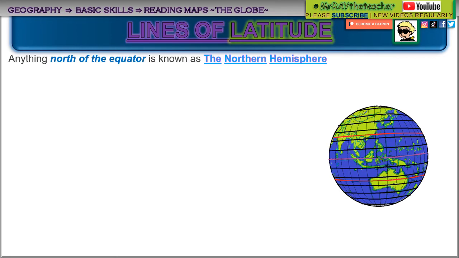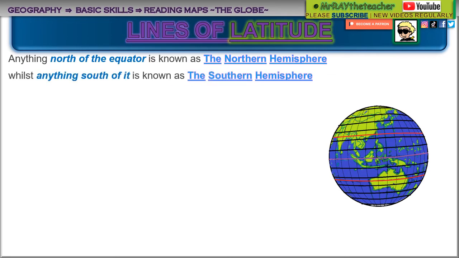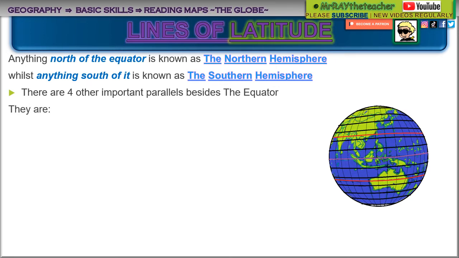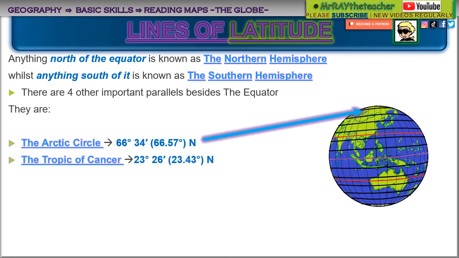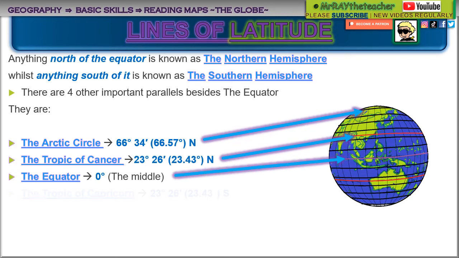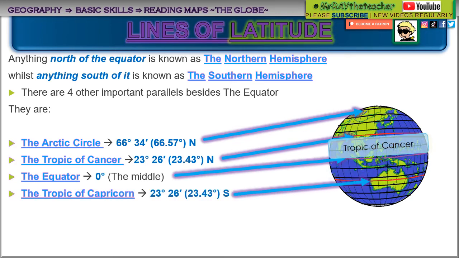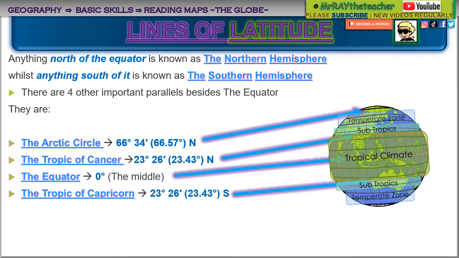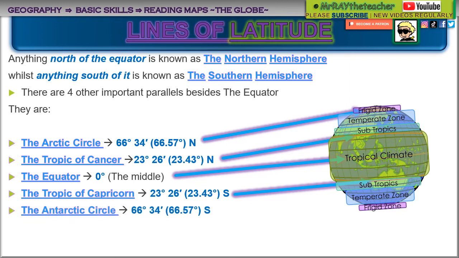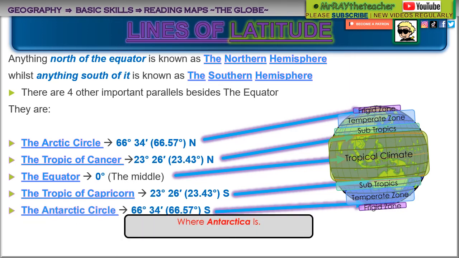Anything north of the equator is known as the northern hemisphere. Anything south is known as the southern hemisphere. There are 4 other important parallels besides the equator. They are the Arctic Circle, the Tropic of Cancer, the equator, the Tropic of Capricorn, and the Antarctic Circle. Those in the middle make up your tropical regions. And then you've got your temperate zones. And now you've got your frigid zones. Sorry for the ordering there.